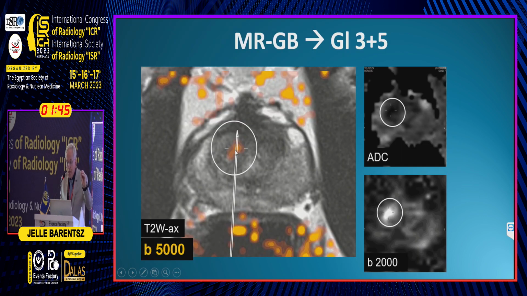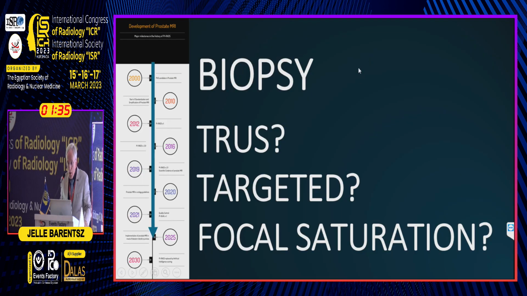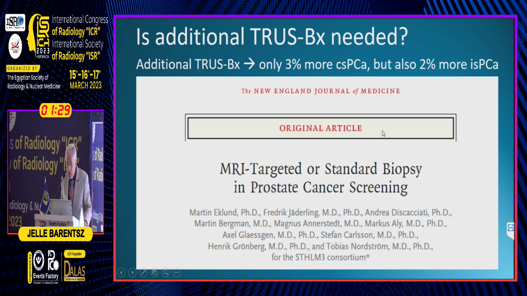We did biopsy this lesion at the bright spot at the B5000, and it was a Gleason 3+5. Significant cancer. How should we target the biopsy? Random, with ultrasound, targeted, focal saturation.